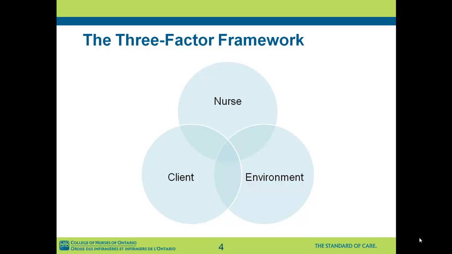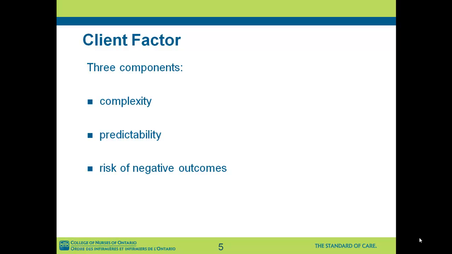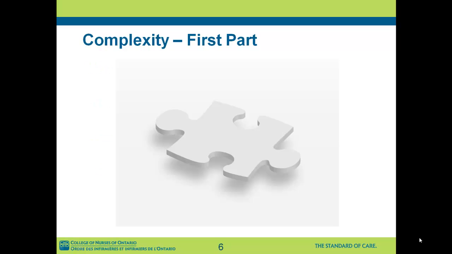When making decisions about which category of nurse to match with specific client needs, you must consider the client, the nurse, and the environment. We will discuss each of these factors in greater detail to help you apply the framework to your practice. The first factor is the client. This factor includes three components: complexity, predictability, and the risk of negative outcomes. We will discuss each of these components separately.